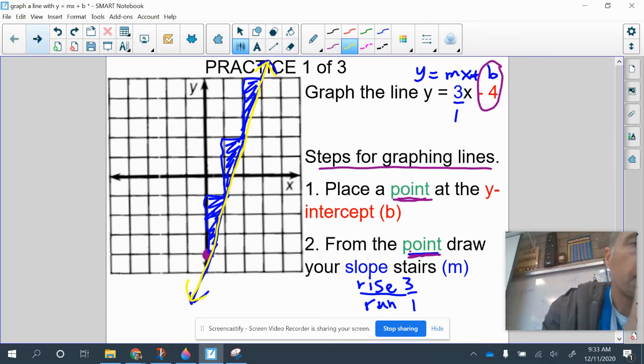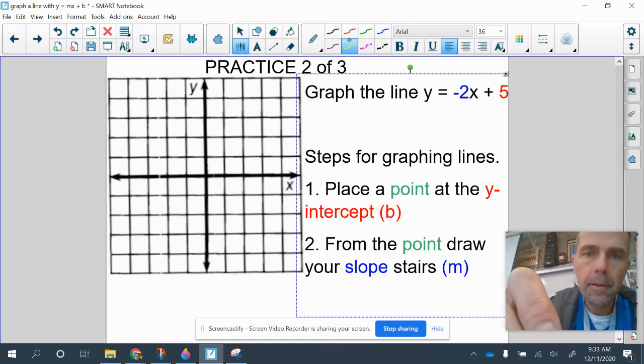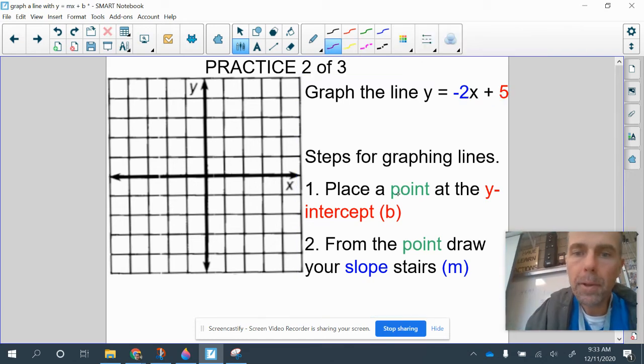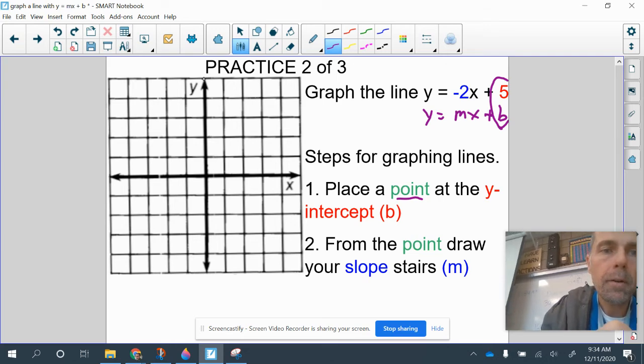Let's do 2 more. Graph the line y equals -2x plus 5. First step, place a point at the y-intercept. So y equals mx plus b, and we're going to put a dot at 5: 1, 2, 3, 4, 5.